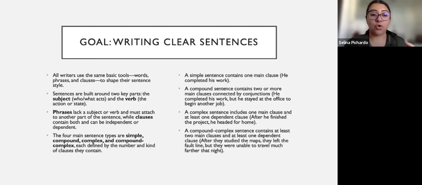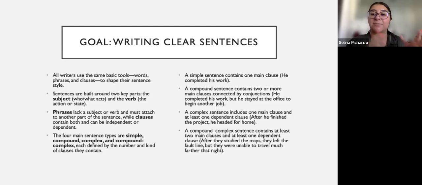And there are going to be four main sentence types. We have simple, compound, complex, and compound complex. That's a mouthful. But pretty much this is just defined by how many clauses each sentence has. So for example, a simple sentence contains one main clause. He completed his work. He is the subject, completed is the verb, the action. A compound sentence contains two or more clauses, but is usually connected by a conjunction.